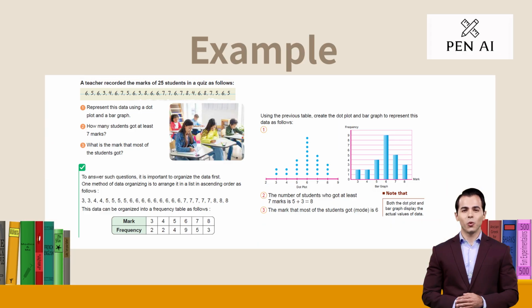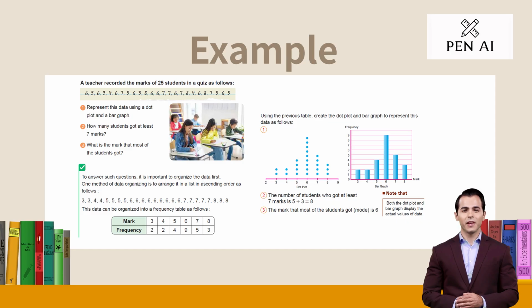Example: a teacher recorded the marks of 25 students in a quiz as shown. First, represent this data using a dot plot and a bar graph. Second, how many students got at least 7 marks? Third, what is the mark that most of the students got? To answer such questions, it is important to organize the data first.